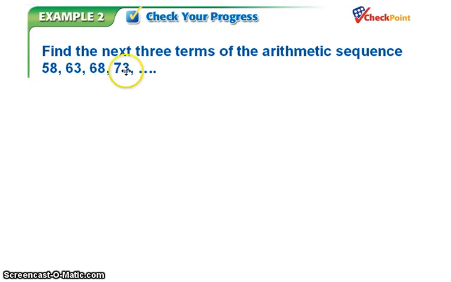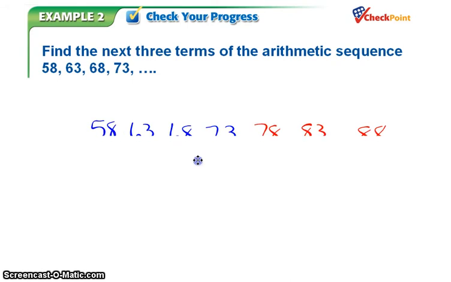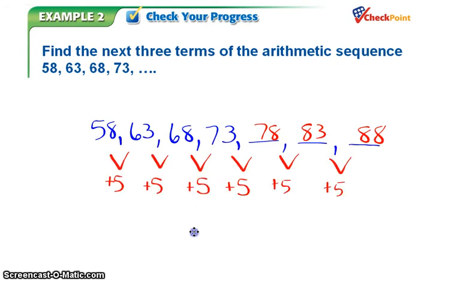So take this sequence, find your common difference, and then list the next three terms. All right, your sequence, you get a common difference of 5. So you're adding 5 to each term. So if you take 73 and add 5, you get 78. 78 plus 5 is 83. And 83 plus 5 is 88. So there's how you get your next three terms.